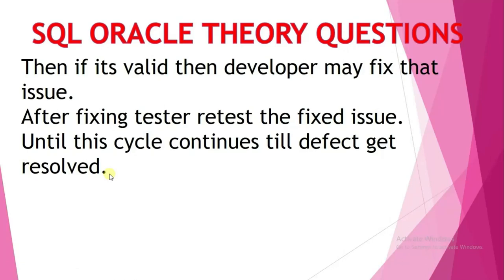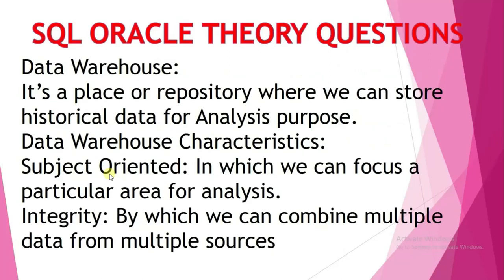So for example, next, the data warehouse. I already told this, but once again we will revise it. It's a place or repository where we can store historical data for analysis purposes. Data warehouse characteristics: it is subject oriented, in which we can focus on a particular area for analysis. Integrated, by which we can combine data from multiple sources.